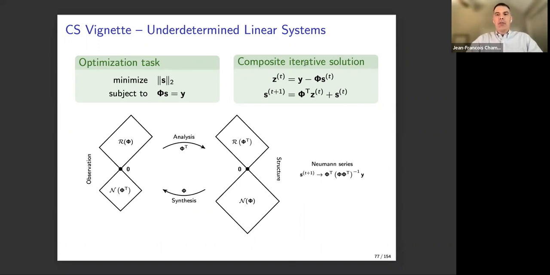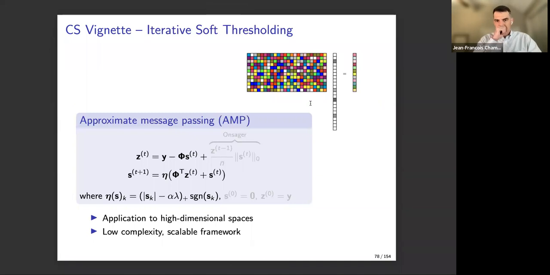Because now what I want to do is use these equations, but in the context of iterative soft-thresholding and approximate message passing. So what happens when you have the compressed sensing problem is that now you're aware of sparsity. So you know that your state vector S is sparse in some sense. And so you know something on the right side of these fundamental subspaces. You know that you have some sparsity.